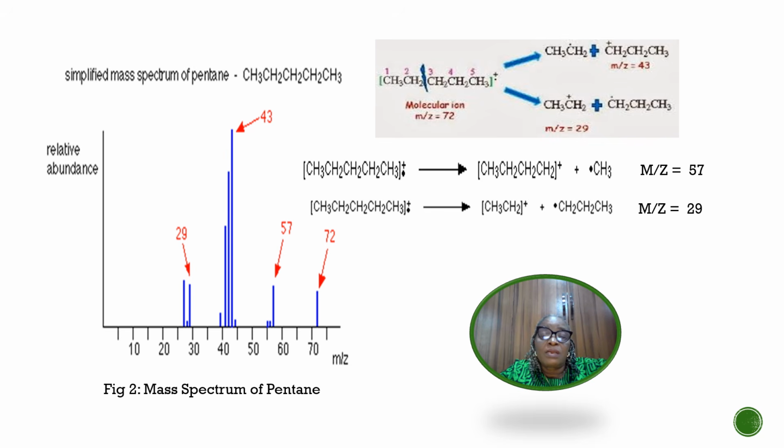We have another m/z at 29, which forms the ethyl cation. The ethyl cation is being formed at m/z 29. And then we are seeing the loss of a propyl radical there. So it is important that we know the cations that will be formed and the radicals that will also be lost in the course of writing our equation in the mass spectrum.